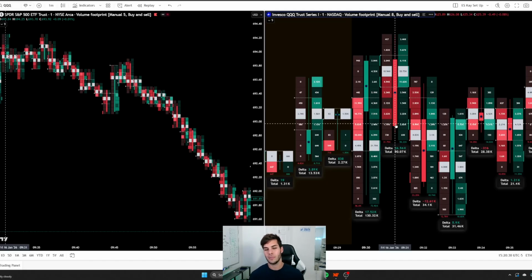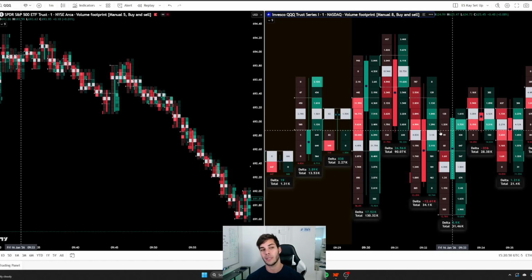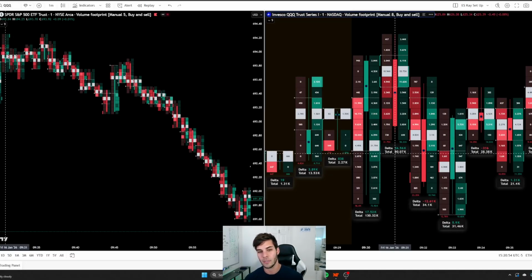So NQ, typically when large orders come in, it moves very aggressively in one direction. You'll notice on SPY or ES, when large orders come in, there's a lot of mean reversion, right? You see there's a move and then it comes back. On NQ or QQQ, there's more volatility. So large orders come in and it pushes very aggressively. So I don't really trade absorption at all, to be honest, on QQQ. But if you wanted to, I'll just show you an example.